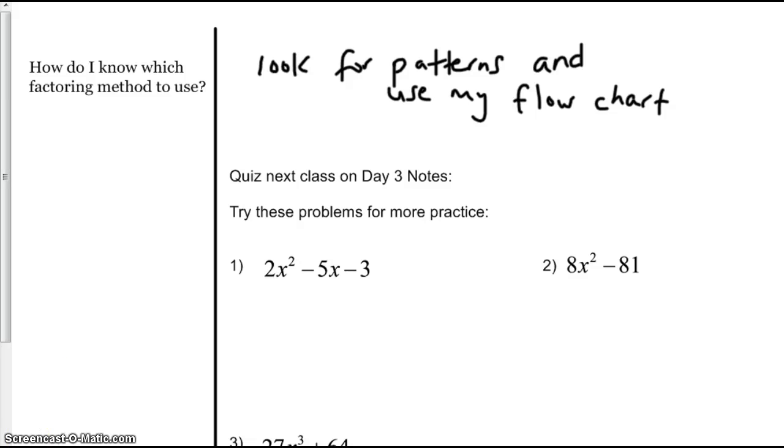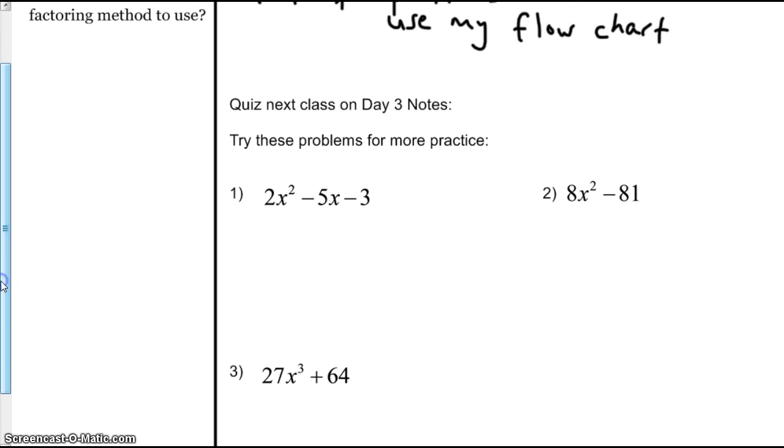Okay, so a couple of problems to help you with the quiz. Remember, you're looking for patterns and you're going to use your flow chart. So our first step for the flow chart is to look for the greatest common factor. And for number 1, there is not a greatest common factor.